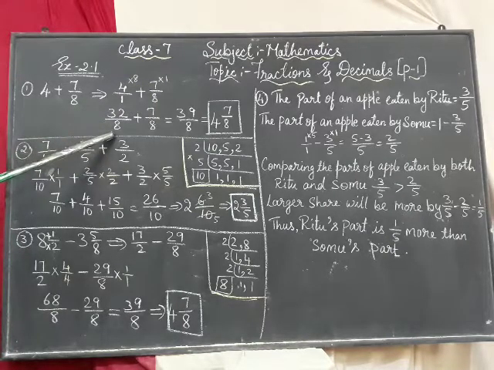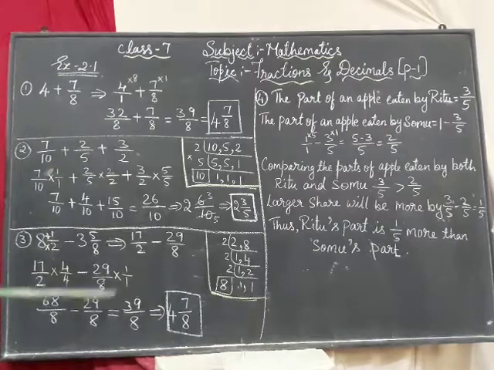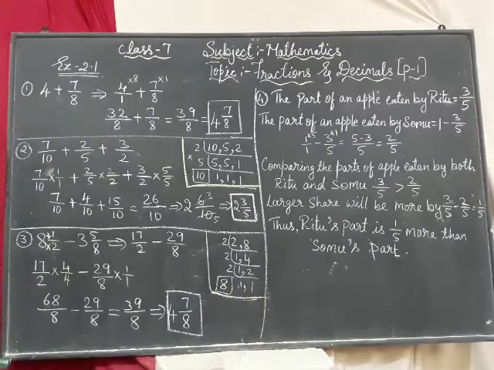First what we should do? We should make the denominators same. Once the denominators are same, that is the like fractions. Like fractions only can be added and subtracted. So how can we make like fractions? Means the denominator should be same. These two are like fraction, these are unlike fractions.